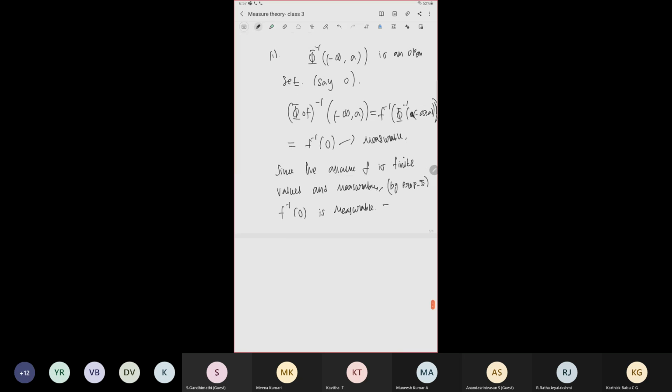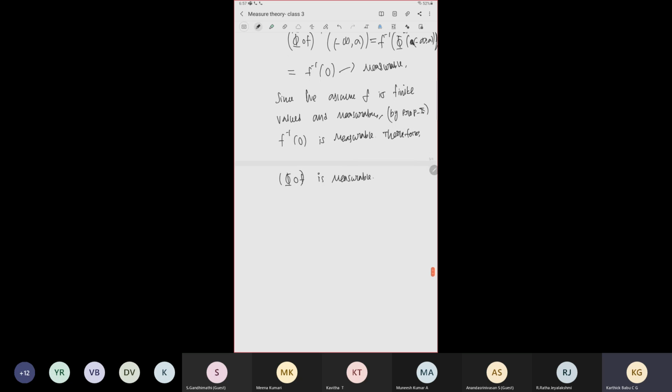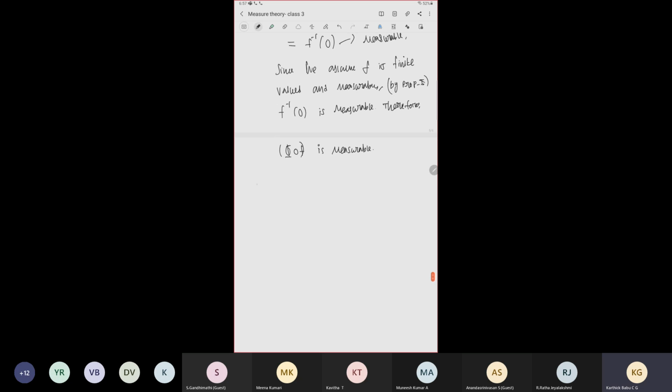Therefore, we proved invertibility, that is, under phi composition f is measurable. So the function phi composite f is measurable. So this completes the proof of property two, and that property is very important when we do integrations.